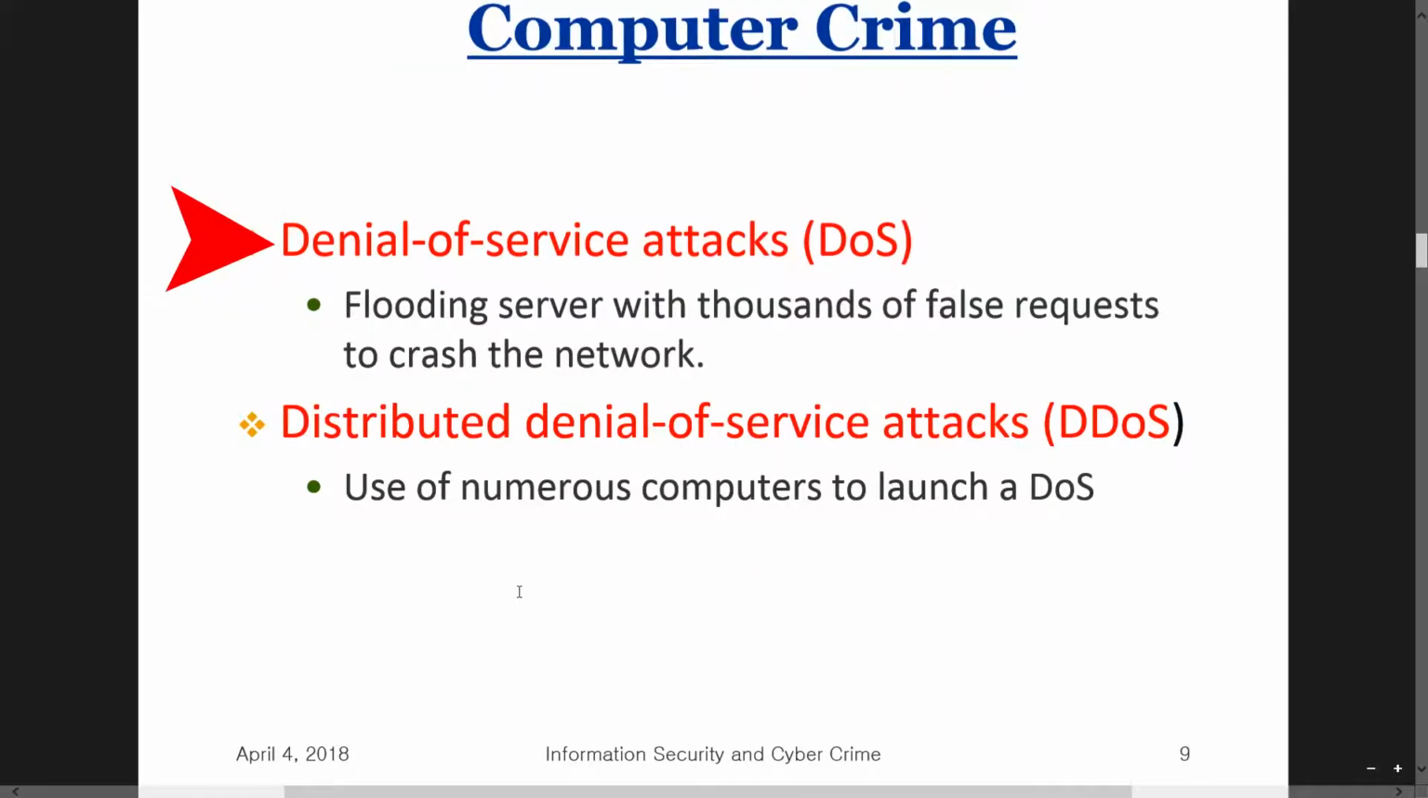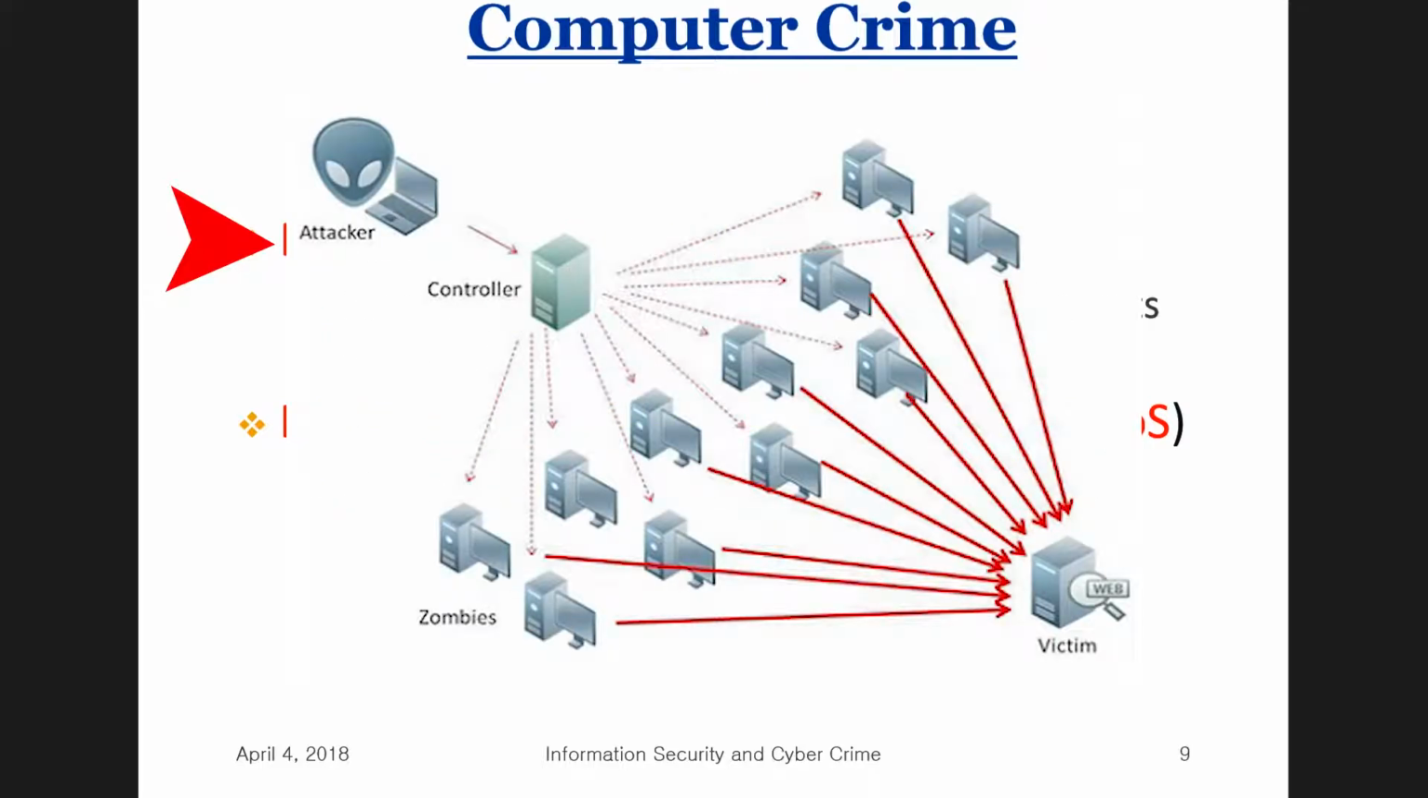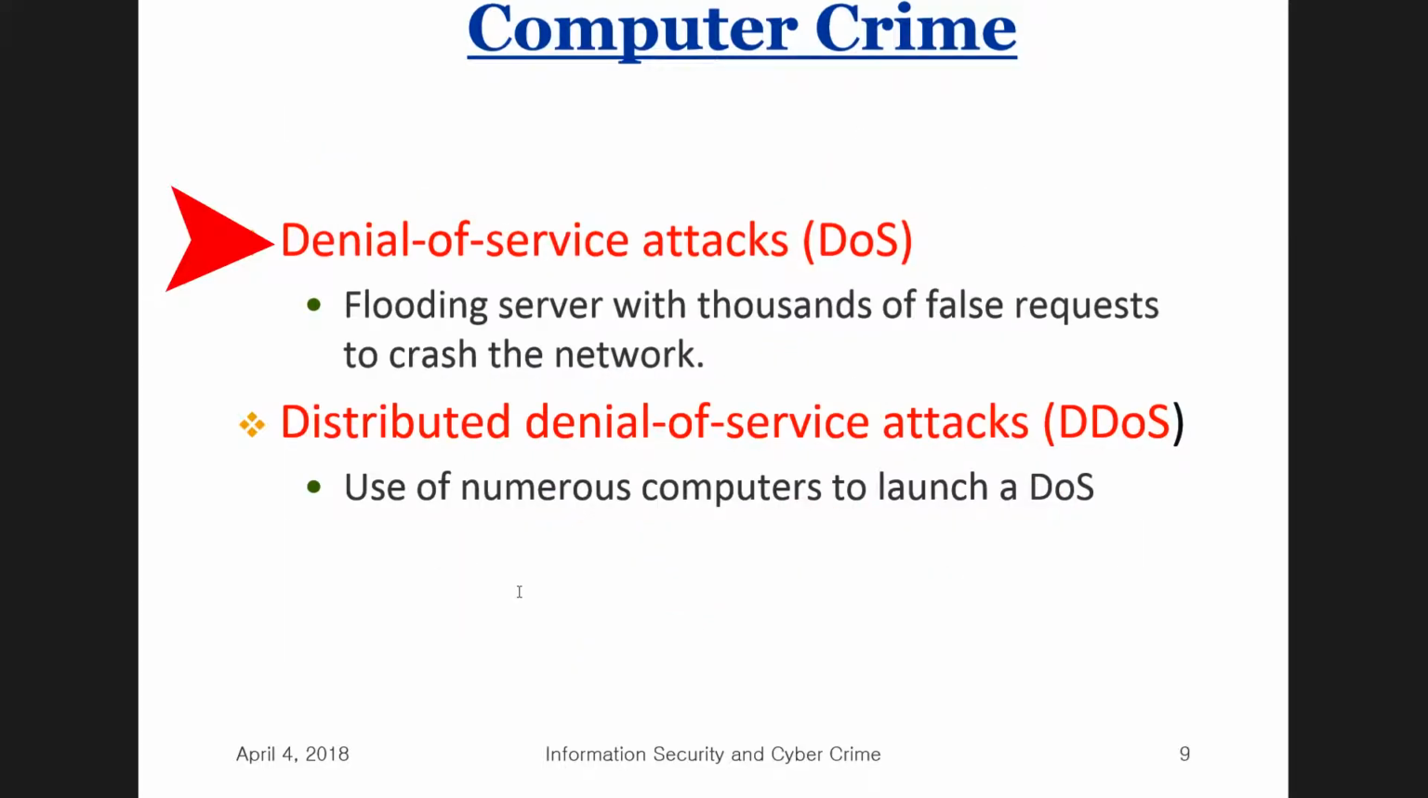Now let's understand the denial of service attack, or DoS. It is the flooding of a server with thousands of false requests to crash the network. Suppose you have a particular network and that network is flooded with thousands of false requests. They are not authentic or real requests. They are falsely created for bad purposes: to get your data, alter your data, manipulate your data, crash your data, etc. So those are the denial of service attacks. And we have the distributed denial of service attack, which is the use of numerous computers to launch a DoS. So it requires numerous computers to launch this particular problem.